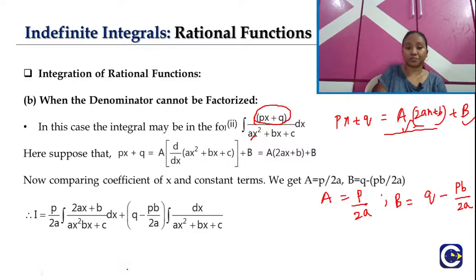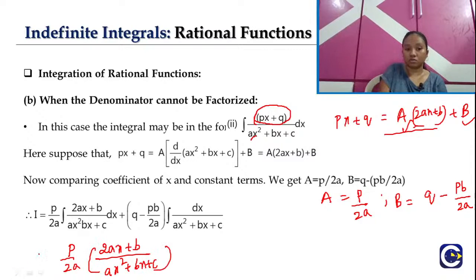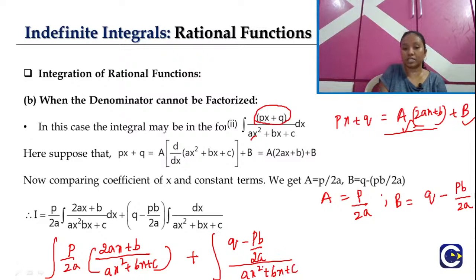Right, so it will be A, that is p by 2a, into 2ax plus b, and the denominator will be ax square plus bx plus c. Yes or no? So this whole integration, plus B again. So what is my B? B will be q minus pb by 2a divided by the denominator as it is, ax square plus bx plus c, this whole integration dx. Whatever constants are here can be pulled out.